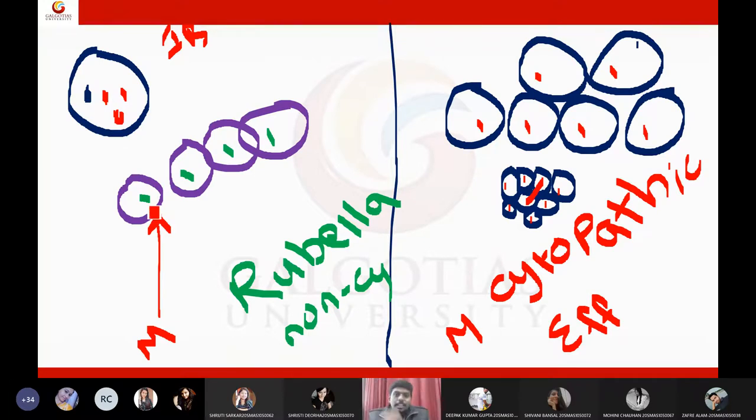This test is called the interference challenge test. That means we are trying to interfere with this virus using a challenge virus. So we are interfering with this viral replication with a challenge virus, a known cytopathogenic virus. With the help of this interference challenge test, we are able to detect rubella viruses or non-cytopathogenic viruses.